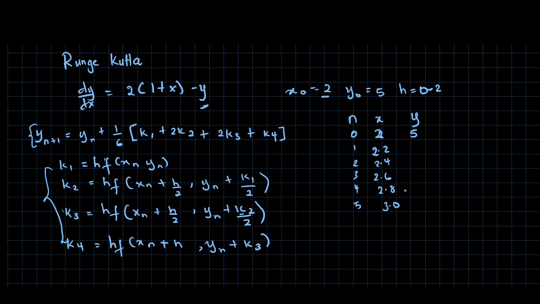For n equals 1, at this point, we want to find what y will be. So when x equals 2.2, what will y be? But now we're going to have here n equals 0. At n equals 0, we have that x naught is equal to 2 and y naught is equal to 5. So then we first solve for k1.